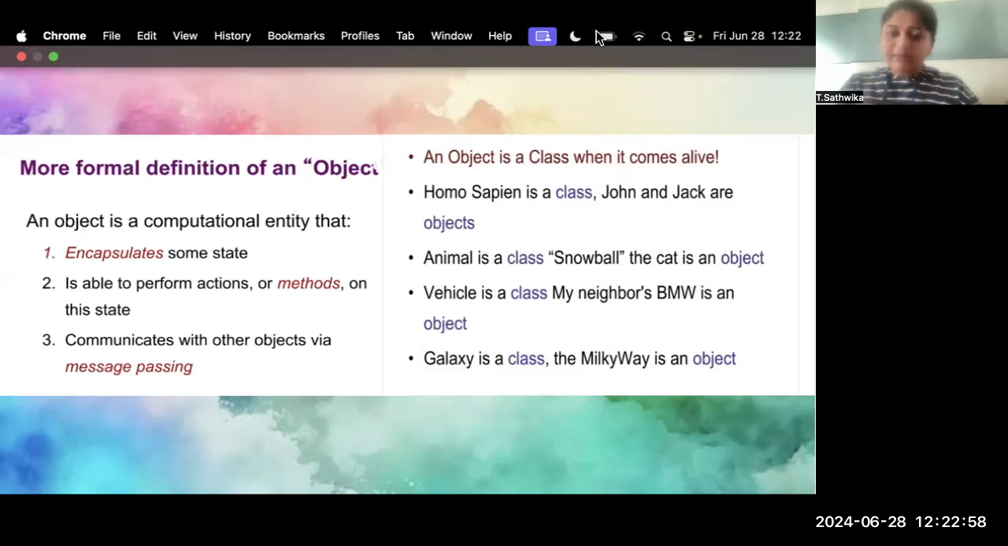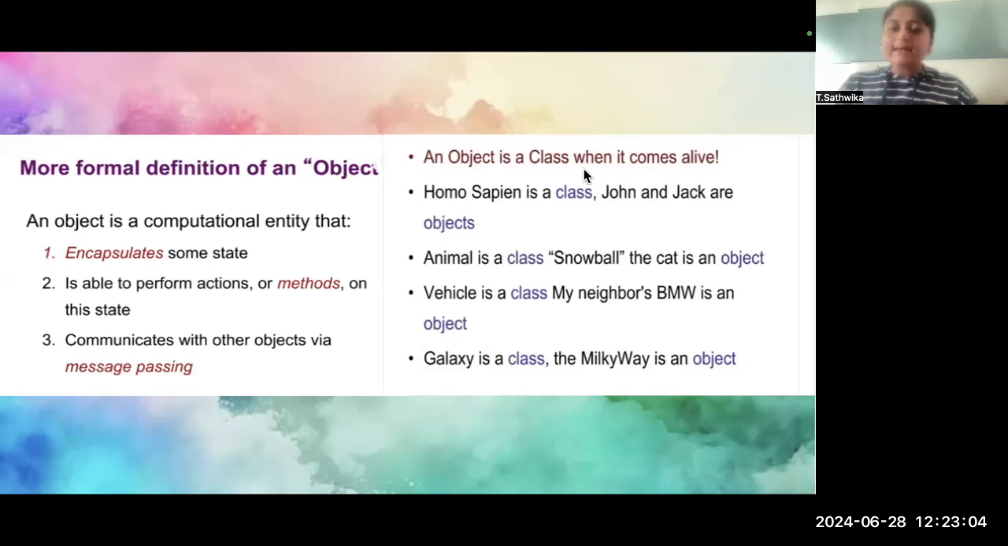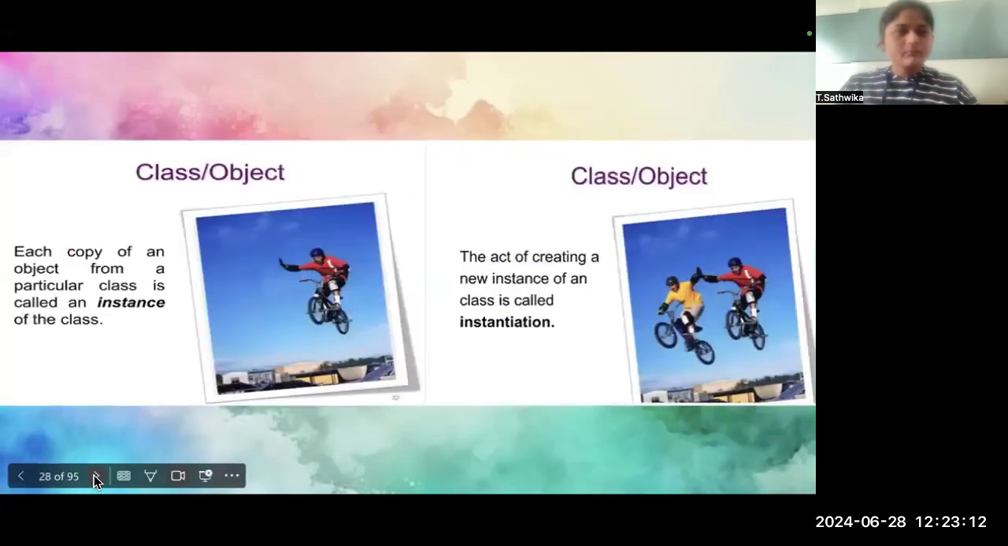Let's consider Homo sapien as a class, and John and Jack are objects. Animal is a class, and Snowball the cat is an object. Vehicle is a class, and my neighbor's BMW is an object. Galaxy is a class, but Milky Way is its object.